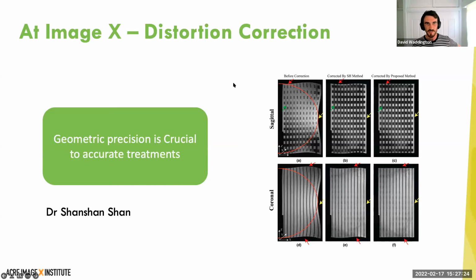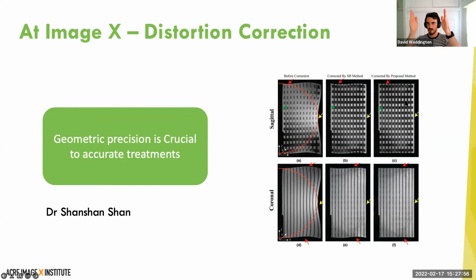We also have an effort led by Dr. Shen on improving image distortion. As you can imagine, in radiotherapy, when you're wanting to target a tumour, geometric precision is crucial to whether or not you hit the tumour. Shen has a whole suite of techniques, and I've shown a demonstration here for correcting what can be pretty dramatic image distortion and turning it into a nice image.